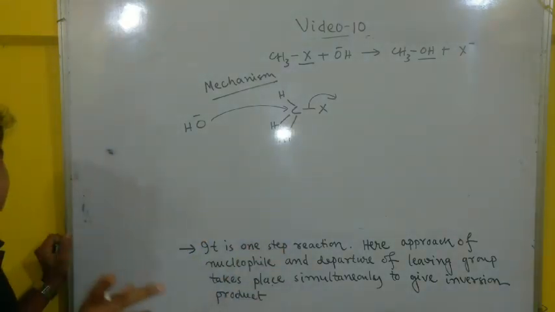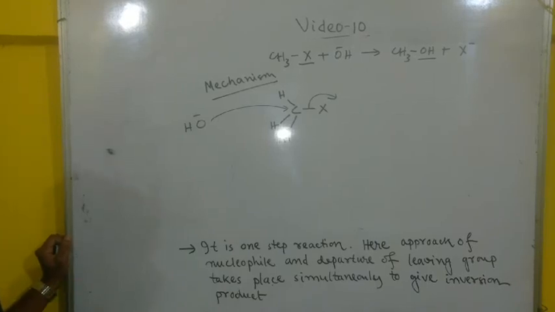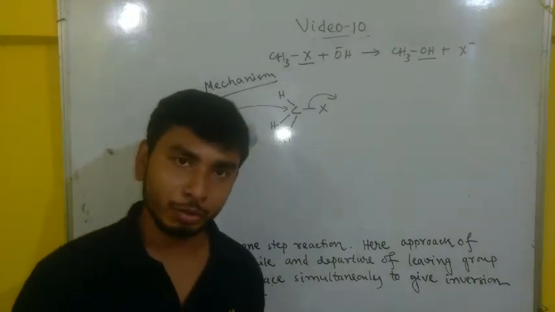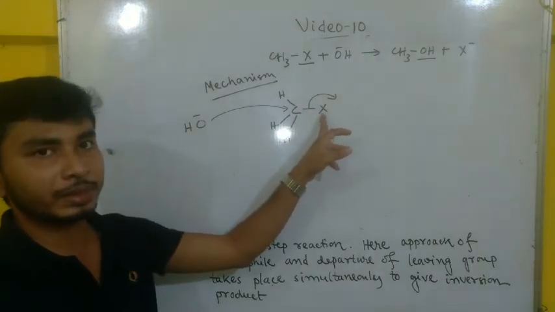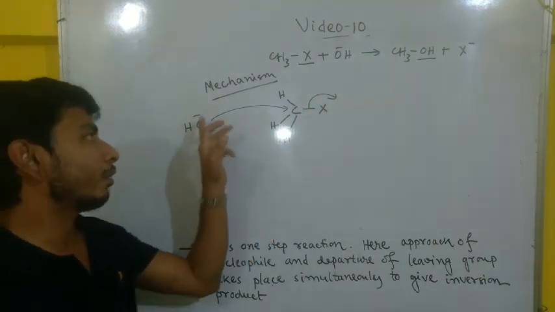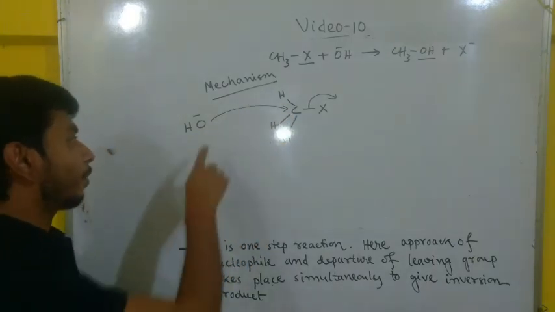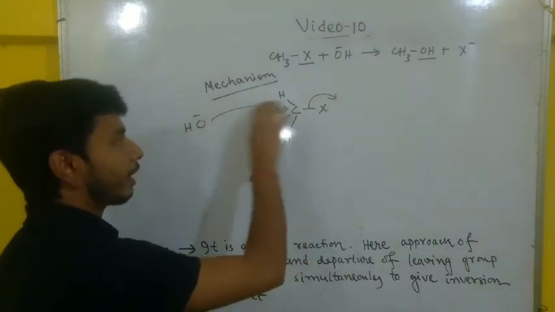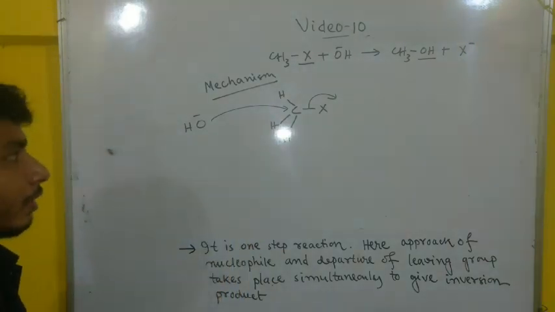In our SN1 reaction, in the first step the leaving group is removed and in the second step the nucleophile is approaching. If we look at the SN1 reaction, it is a two-step reaction. In the first step, this halogen group is leaving, and in the second step, the nucleophile is approaching. But in SN2 reaction, the approach of the nucleophile and the removal of the leaving group are taking place at a time, that is, simultaneously, not separately.